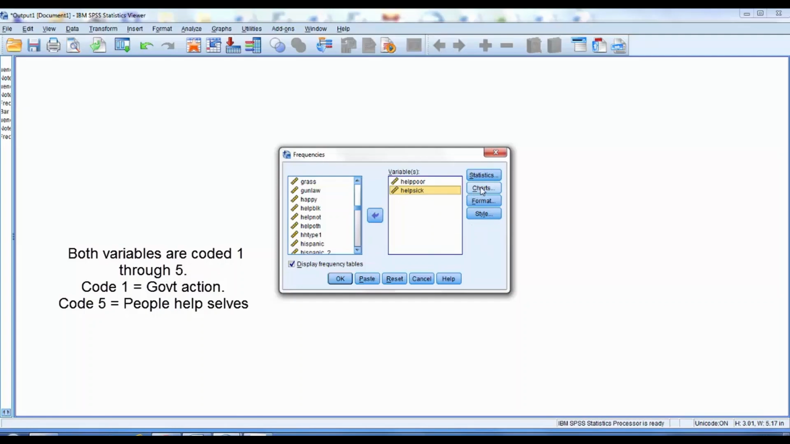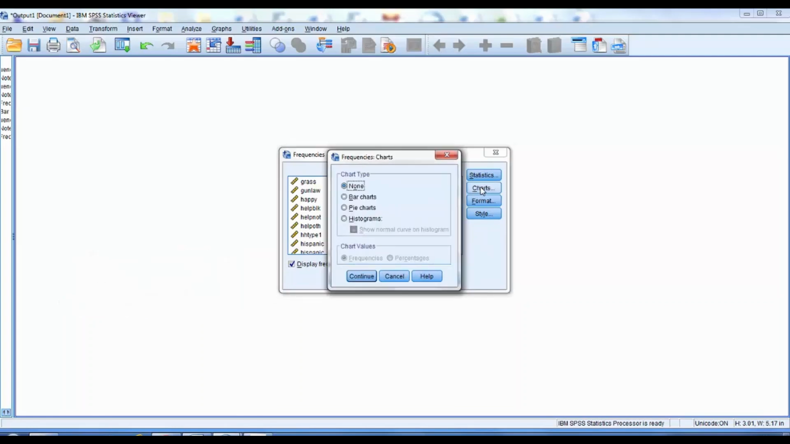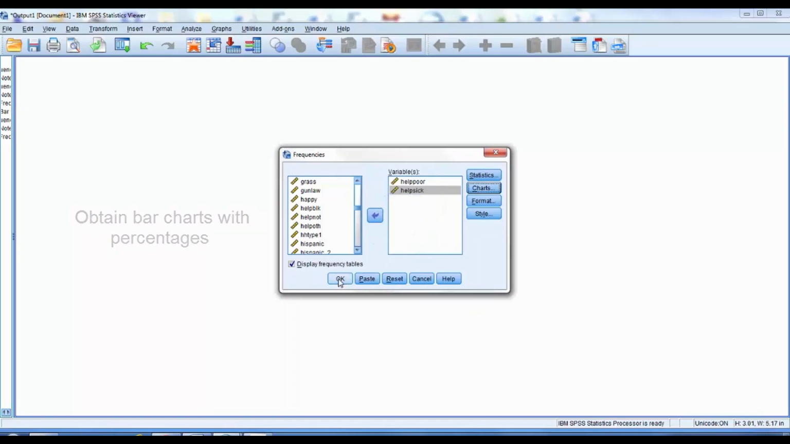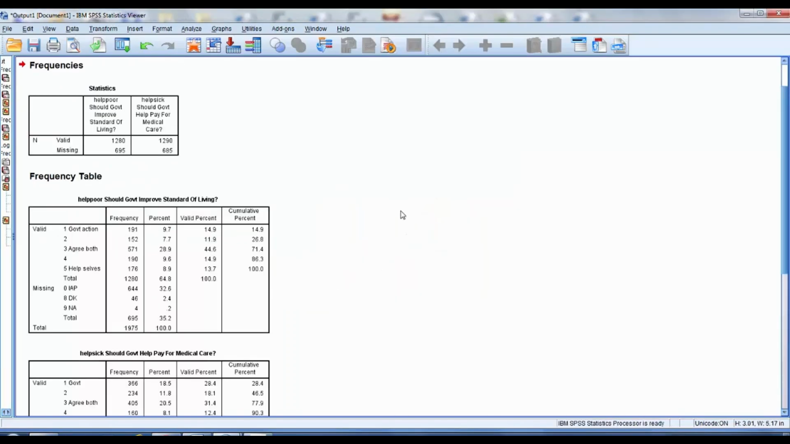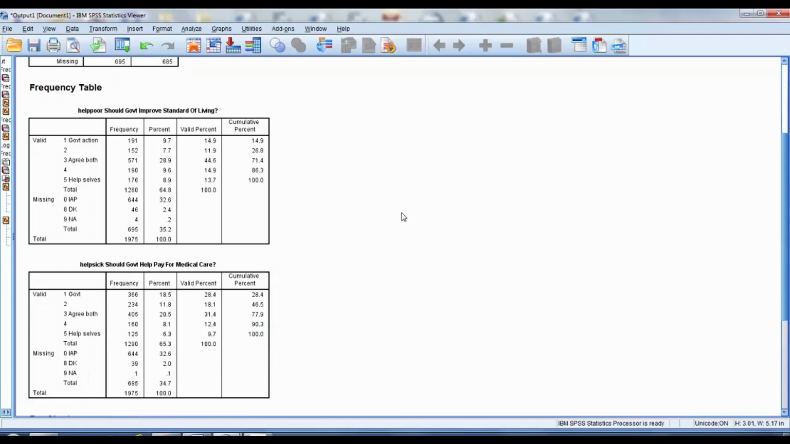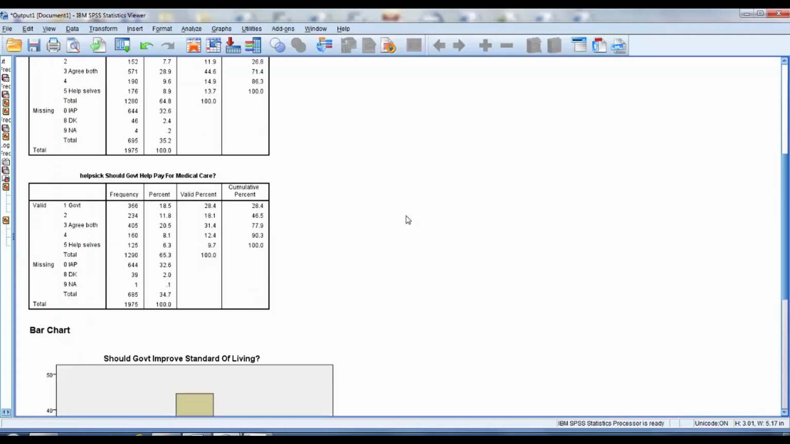I'm going to go to charts, just as we did with the zodiac analysis. Ask for bar charts, percentages. Continue. Okay. Of course, we get the tabular output here. The reason for getting bar charts, this is why they're so useful. Let's look at the graphics first, and then we'll come back to the tabular data.